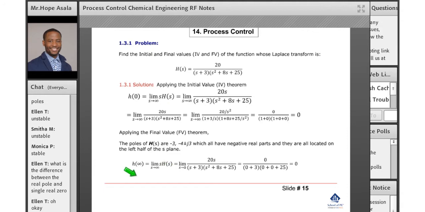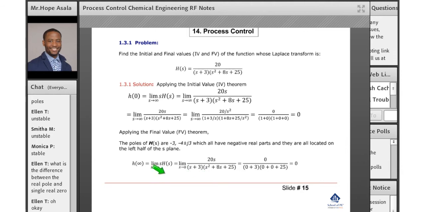Again, remember, for the final value theorem, you write h(t) as t tends to infinity, as is written here. I think this is a typo. This should be s tends to 0. So we have h(t) as t tends to infinity, and the limit of that in Laplace would be the limit of s times the Laplace transform of that function, H(s), as s tends to 0.